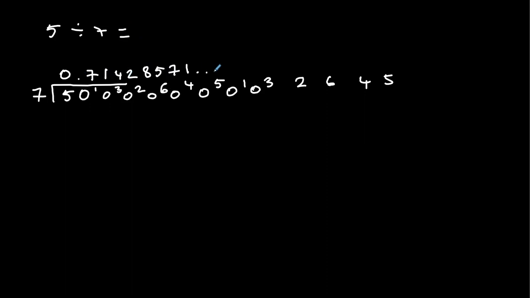And then we would just write the answer as 0.714285 recurring. So that just tells the reader that these digits are just going to repeat after this. So it's just going to be 714285, 714285, 714285, and so on.